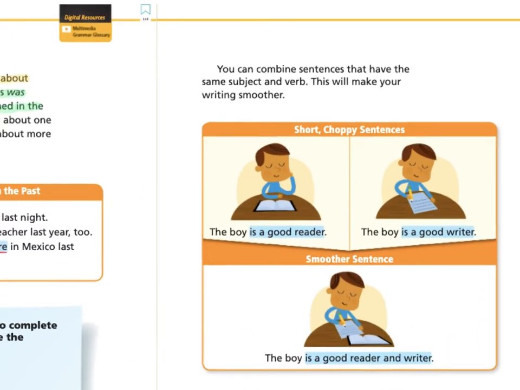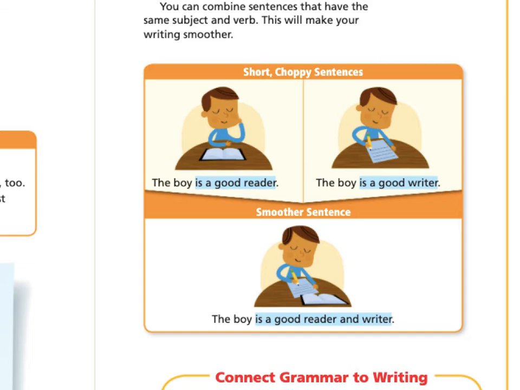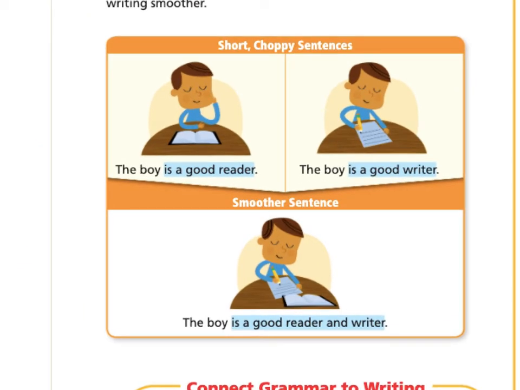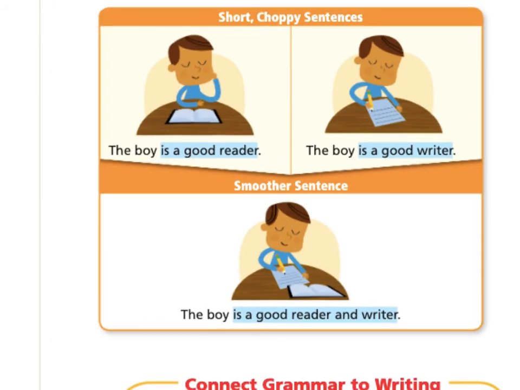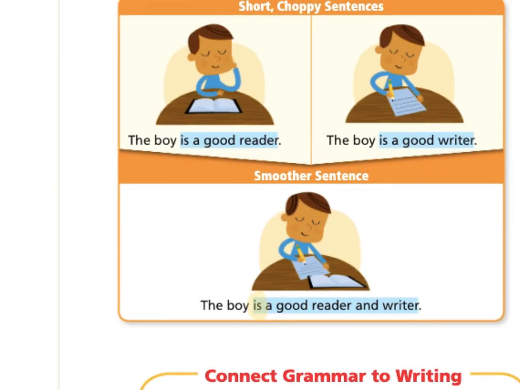Looking at the page next to it. You can combine sentences that have the same subject and verb. This will make your writing smoother. The boy is a good reader. The boy is a good writer. Put it together to make a smoother sentence. The boy is a good reader and writer. Now, what's the verb in this? Is. That's our be verb in this sentence.